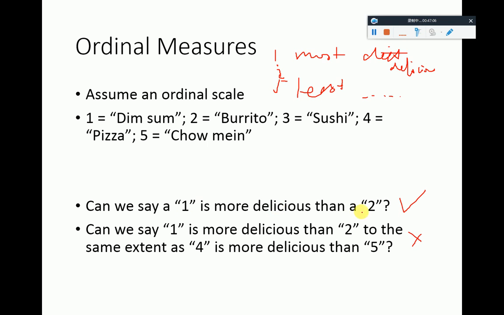So 1 is ranked above 2. So we know that 1 is better than 2. But what an ordinal measure cannot tell us is the differences in degrees. Even though we know that 1 is better than 2, we don't know how much better 1 is compared to 2. For the same reason, we know that 4 is better than 5, but we don't know how much better 4 is than 5.